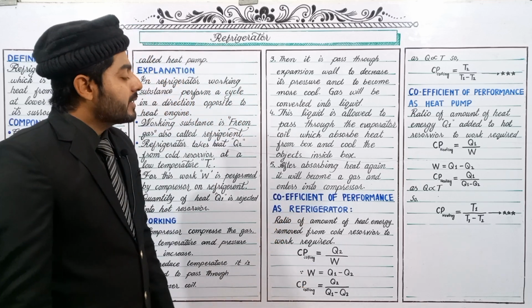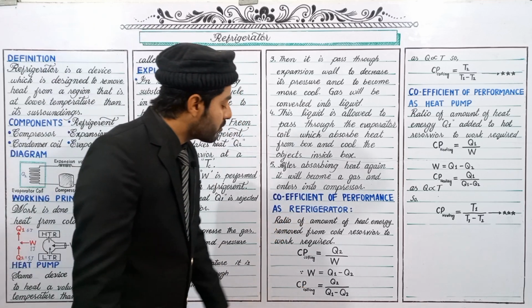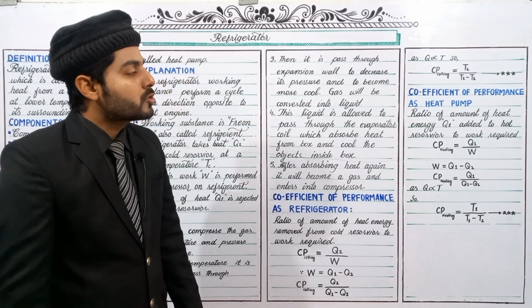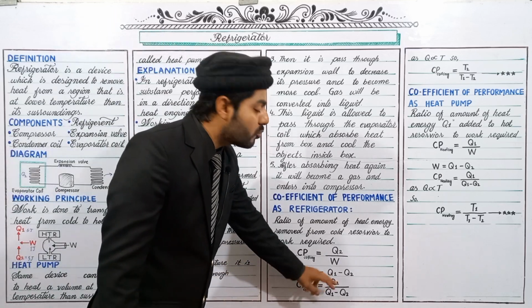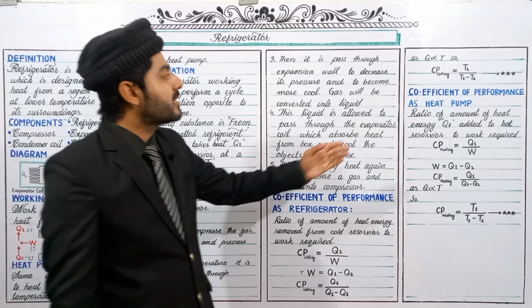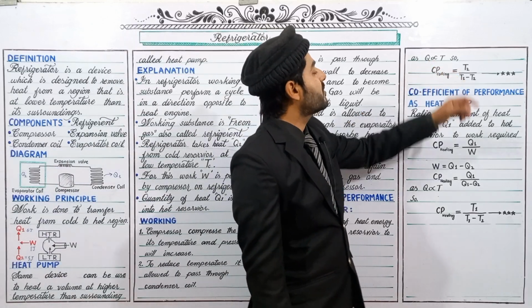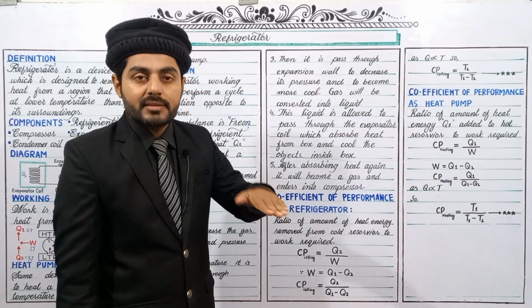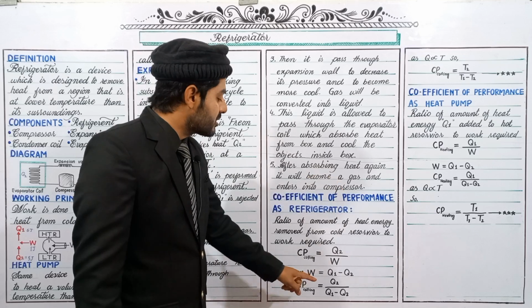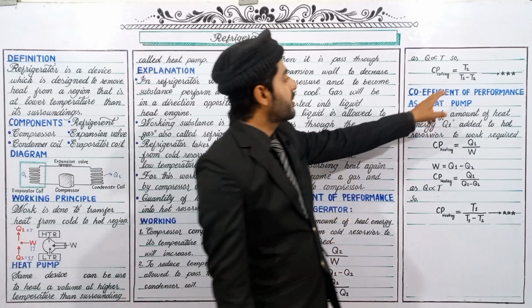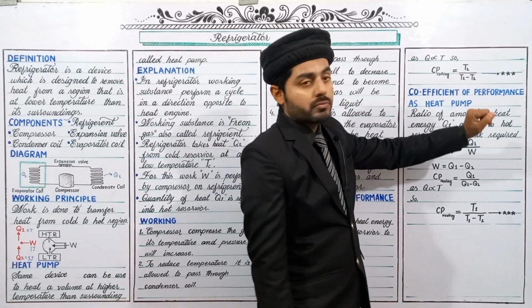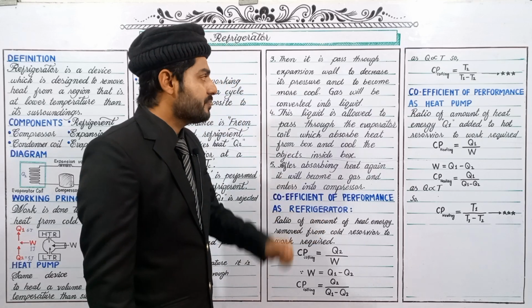Okay, and if you want to write this formula in the form of temperature, you can also replace Q by simply T, because we know that heat has a direct relation with the temperature. So we can replace simply Q by T. So that will be T2 divided by T1 minus T2. That is the CP cooling.